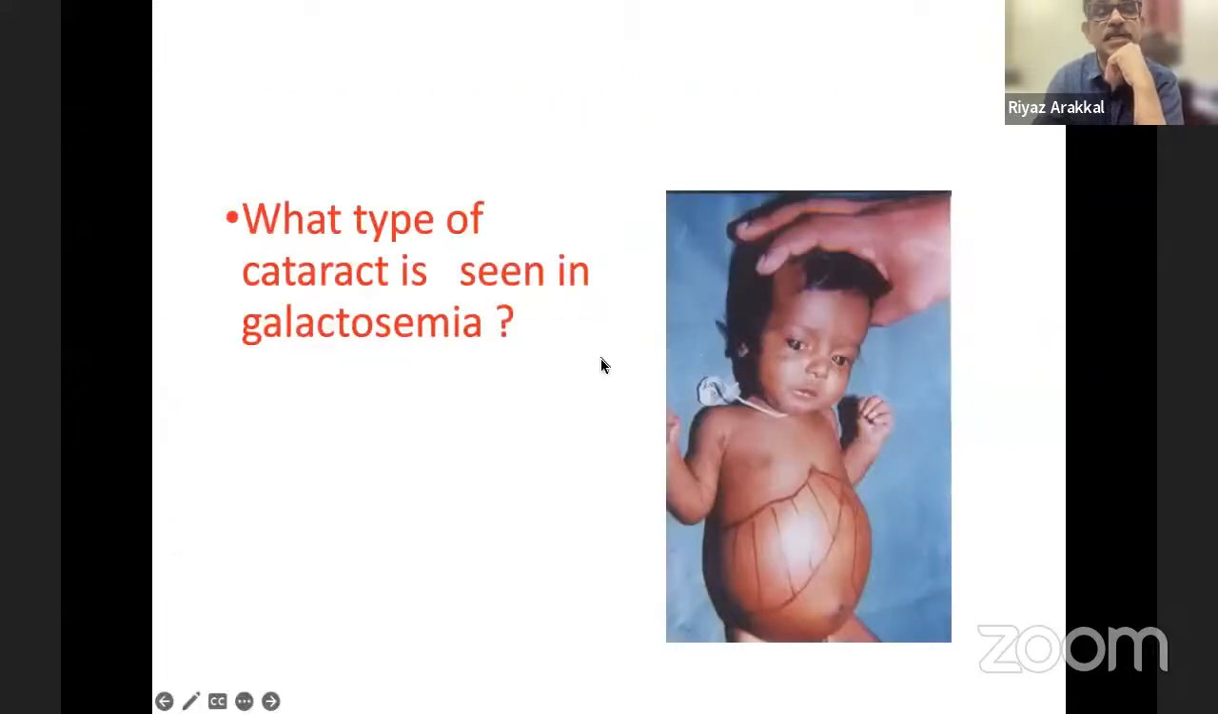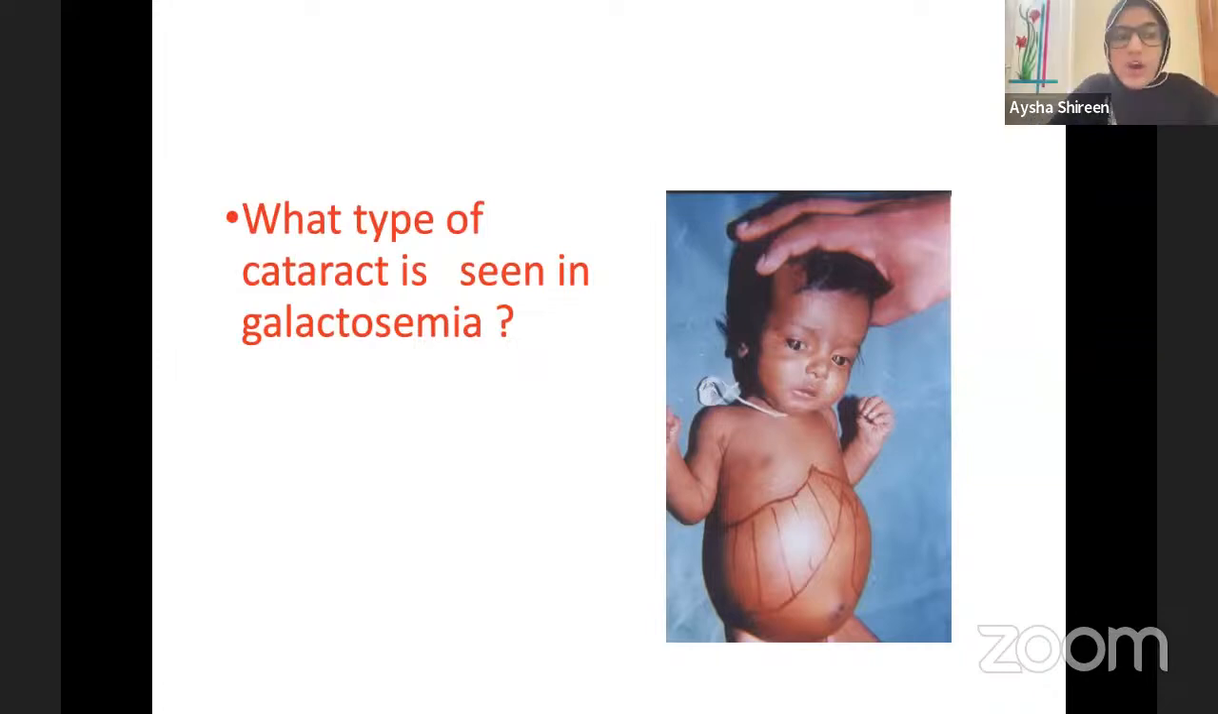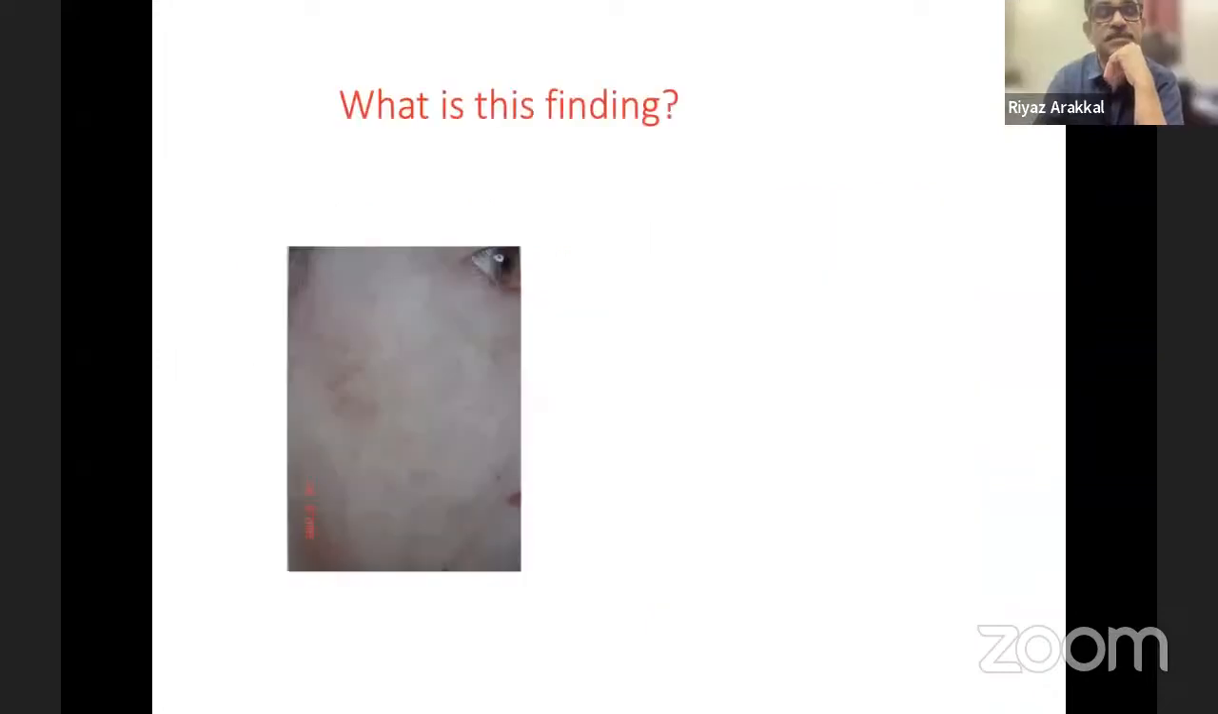What type of cataract is seen in galactosemia? This is a child, one of our patients with galactosemia. What type of cataract is seen in galactosemia? Oil drop. Yes, that's called an oil drop cataract.